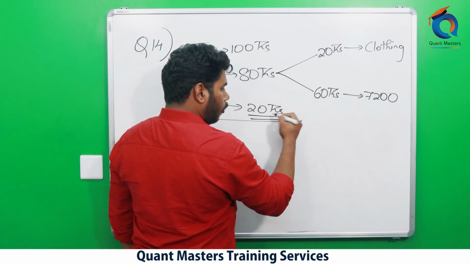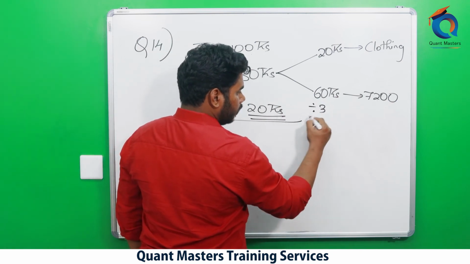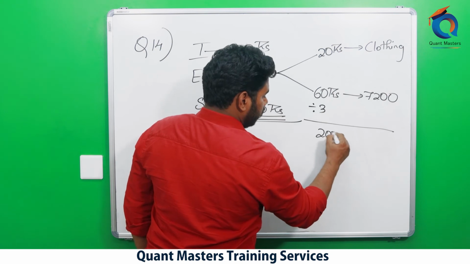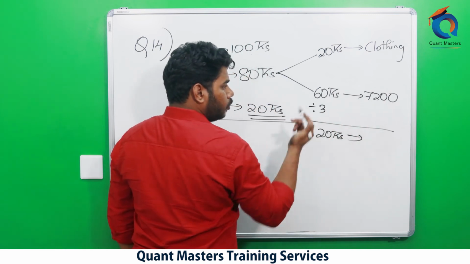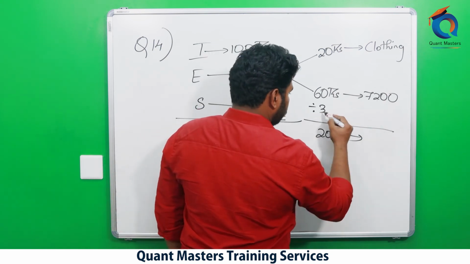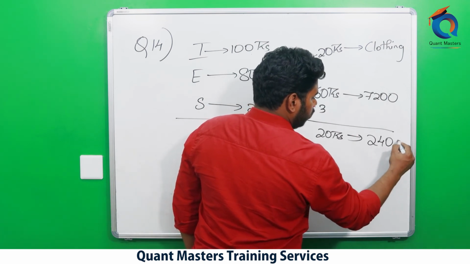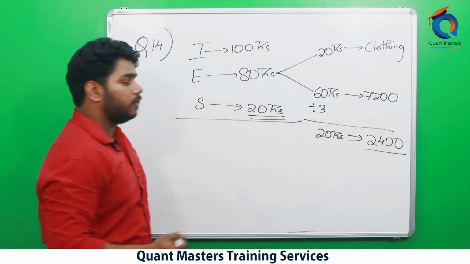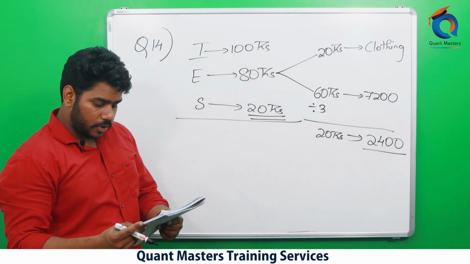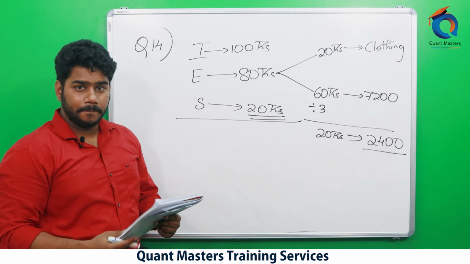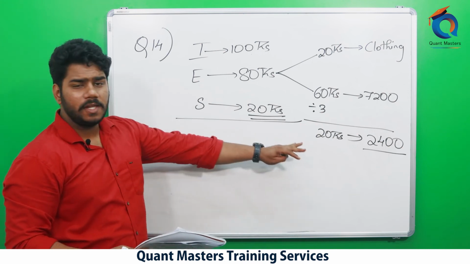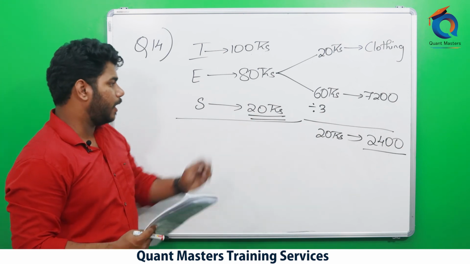So 60 by what is 20? Just divide by 3. So 20 rupees will be equal to 7,200 by 3. 72 by 3 will be 24 followed by 2 zeros. So my answer is 2,400 rupees. Do we have this option? That is option D. I hope you have understood. This is the simplest way to solve. Okay, please make a note of this.